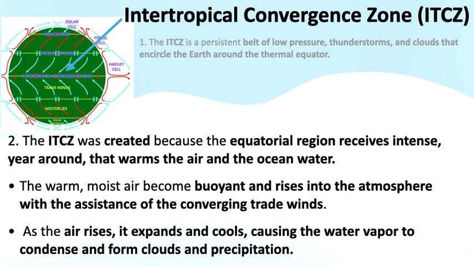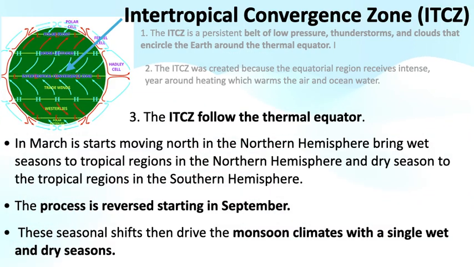And as it rises, it expands and cools, causing water vapor to condense, and that forms clouds, and then the result of that is precipitation. If you've listened to the podcast on extreme weather, it also then results in thunderstorms and tornadoes eventually, although not in this particular area, cyclones.